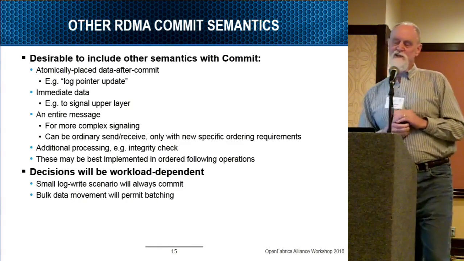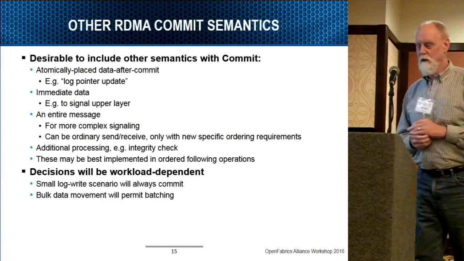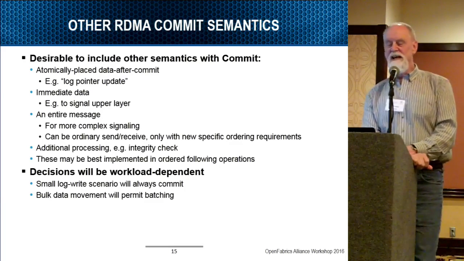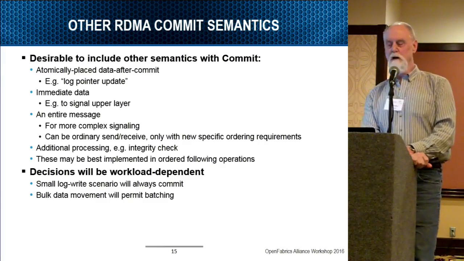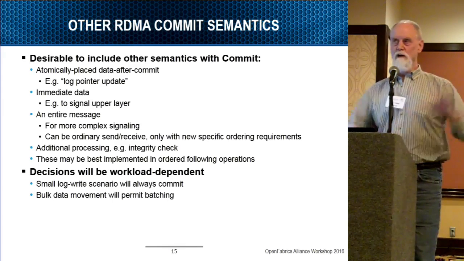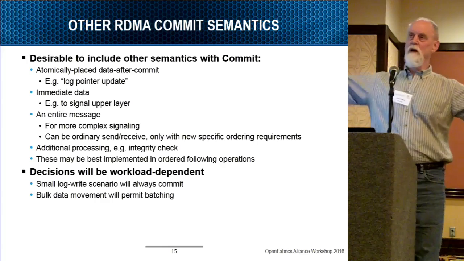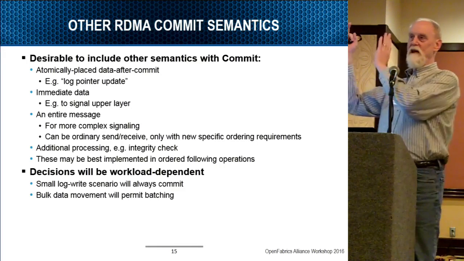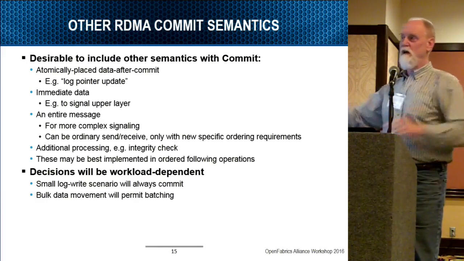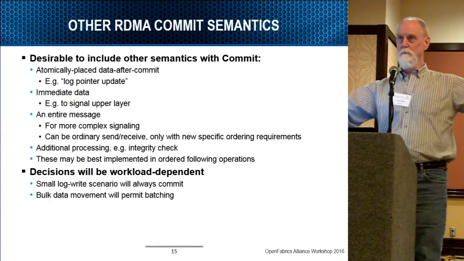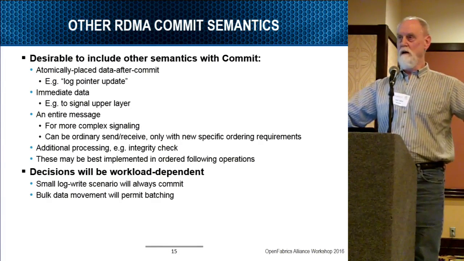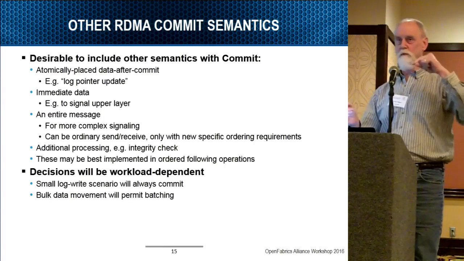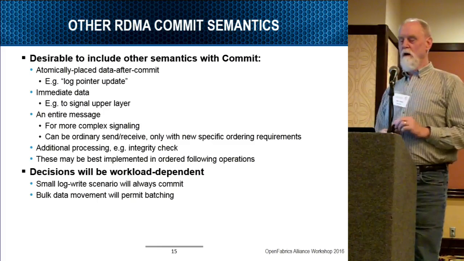There are a few other semantics that you want to wrap around RDMA commit, though. The first is some sort of atomically placed data after commit. We call this the log pointer model, where you write a slug of data, and then you want to shift the pointer to point to the slug of data, right? And you want that second write to occur only after the first write was completely properly placed, right? It's basically you've written a circular log, and you're going to update the pointer to the circular log.